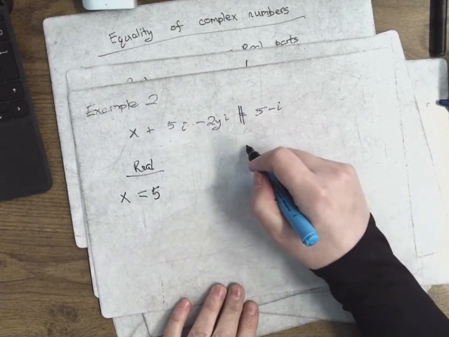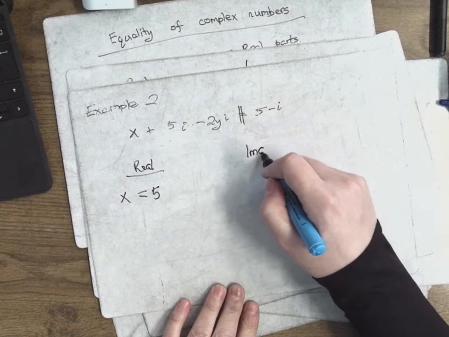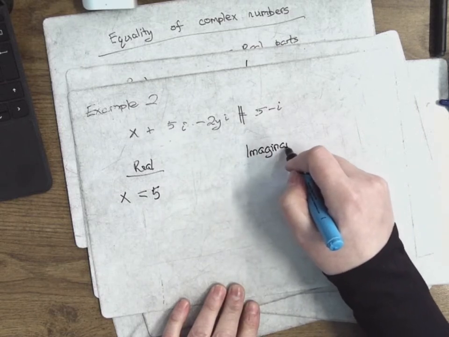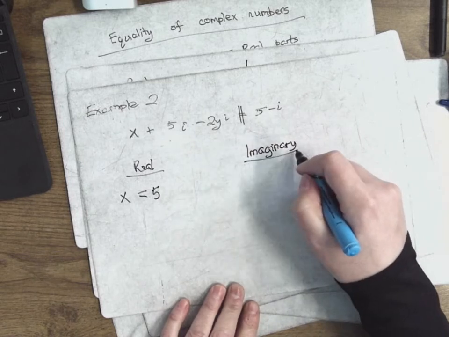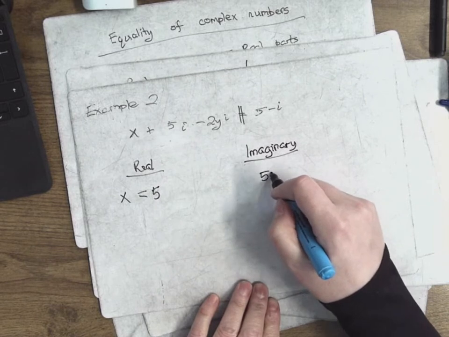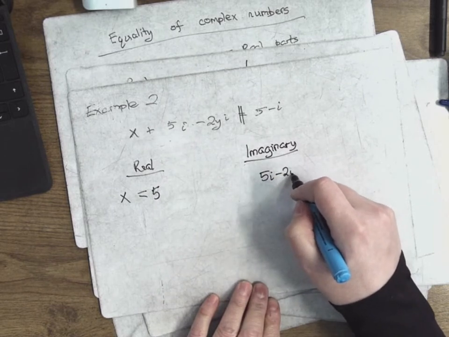Right, then you pick the imaginary bits. Now the imaginary bits are a little bit harder here. Right, so you pick out the imaginary bits on the left hand side. What's that? 5i minus 2yi. There's two bits, isn't there?